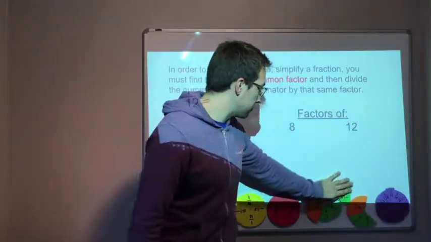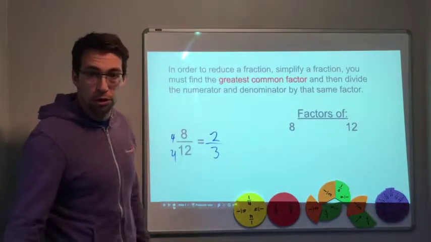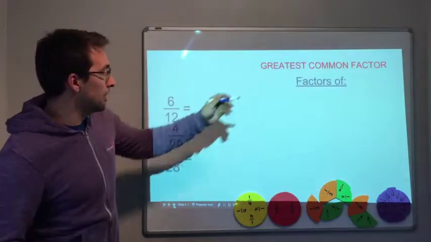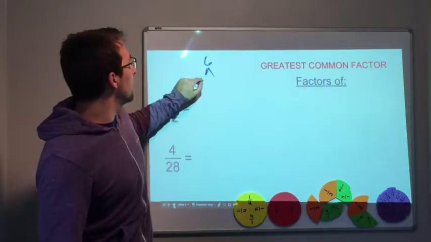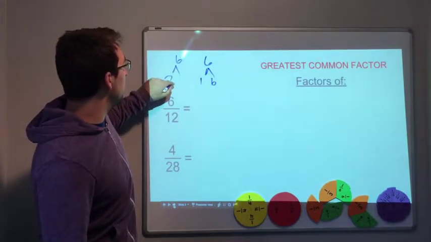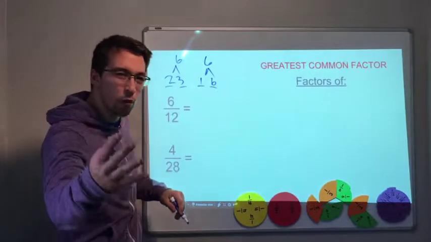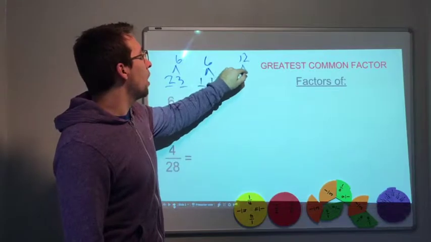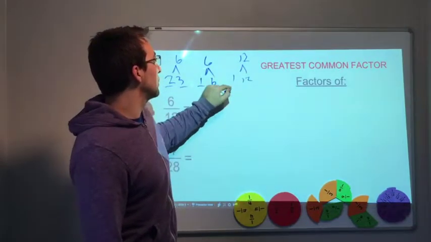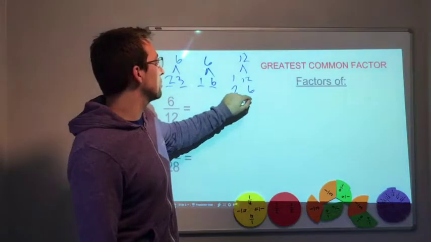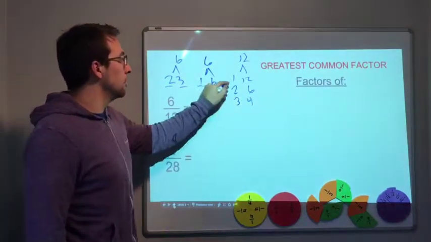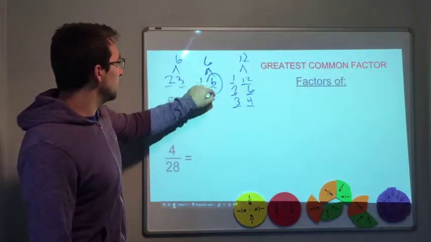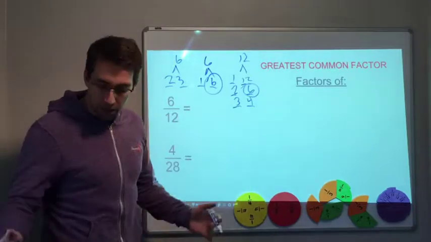All right, so now let's go. We have a few more questions. Next example, 6/12. Let's find the factors. Factors of 6: 1 and 6, 2 and 3. There are only 4 factors for 6. We just did 12, right? 1 and 12, 2 times 6, 3 times 4. So there are 6 factors for 12. The greatest common factor? 6 is the greatest common factor.